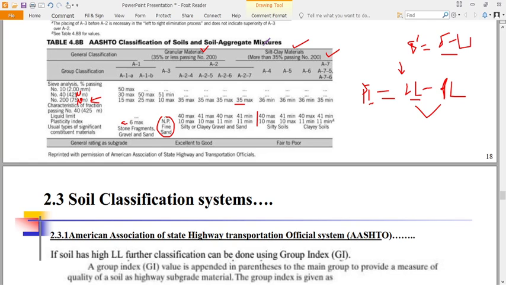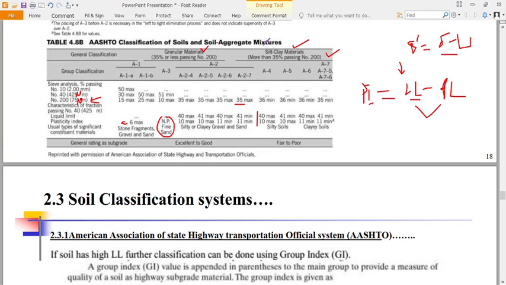You cannot choose it. Is that okay? A material may be an A-type material, but if the PI is less, so the GI is less, this material can be improved either through a little bit of chemical stabilization or some mechanical means. But sometimes the material is weak. If the material is weak, it needs to be removed and replaced.